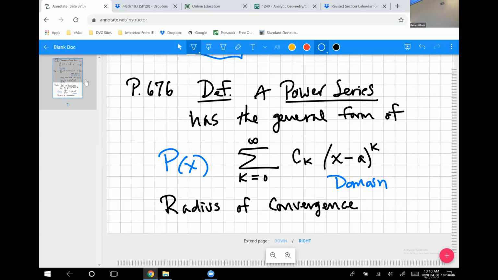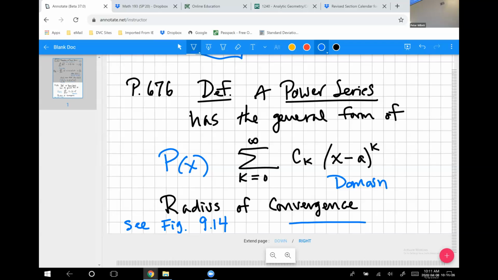In this definition, they introduced the concept of a radius of convergence, and I'm going to say, see this figure on page 676, figure 9.14, in which they talk about the domain. You know that a is in the domain of a power series, because as I just discussed, if you plug in an a, you just get a constant c sub 0. But the question is, as you plug in x values different than a, does it still converge or not?